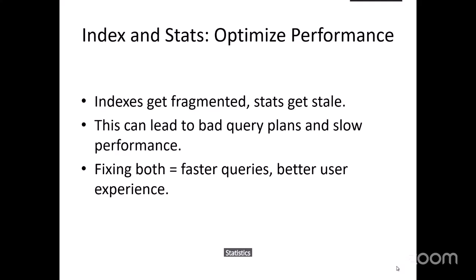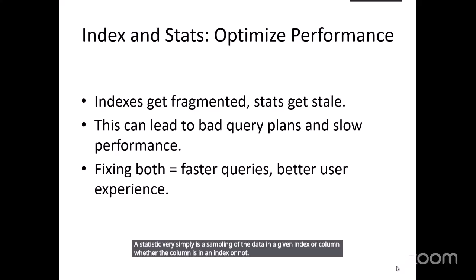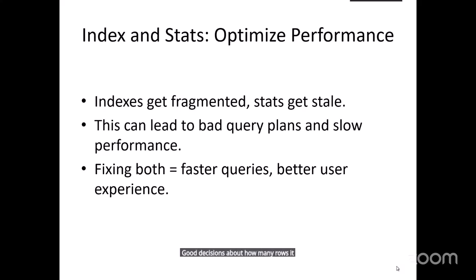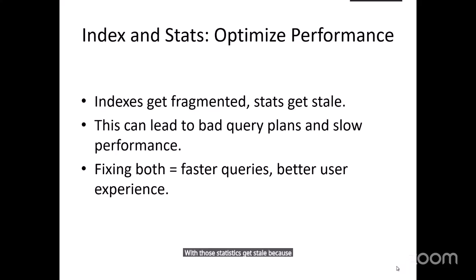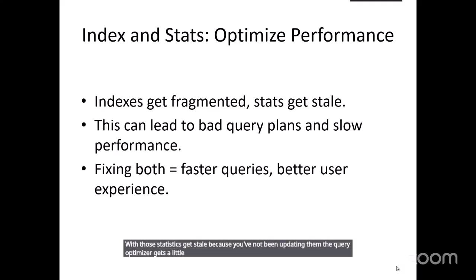Statistics are critically important for performance. This is a way bigger deal than index fragmentation, much, much bigger. A statistic, very simply, is a sampling of the data in a given index or column, whether the column is in an index or not, so the query optimizer can make good decisions about how many rows it's going to need to retrieve and how much resources it's going to use. When those statistics get stale because you've not been updating them, the query optimizer gets a little drunk and starts getting wildly out of control. You have to throw him out of the bar at some point.